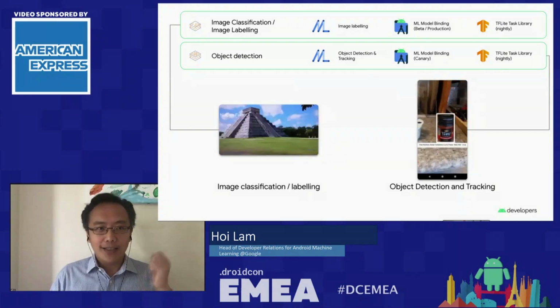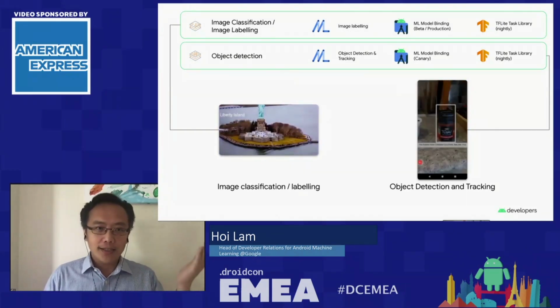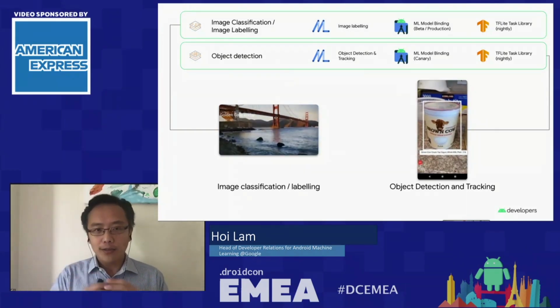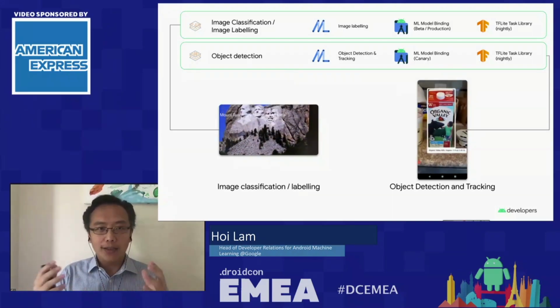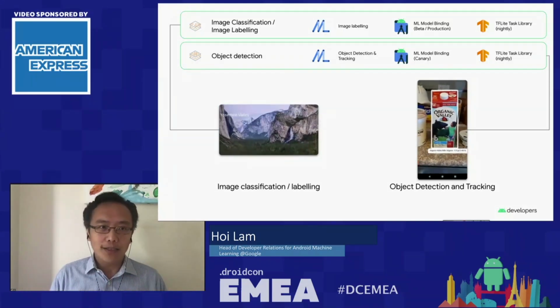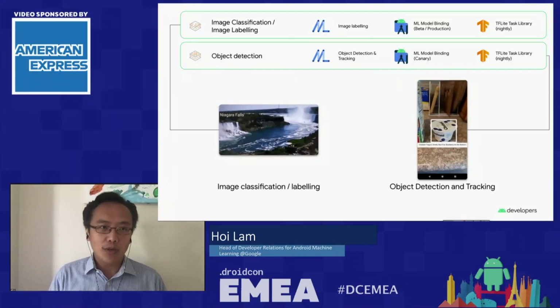So think about it. On the one side, you have scenes and landscape. On the other side, you have, let's say, a product shelf where the different objects are very densely populated. So that's one way to differentiate between these two functionalities.